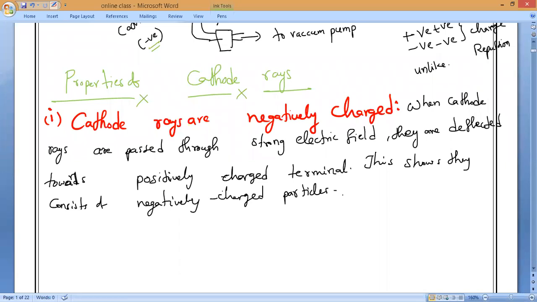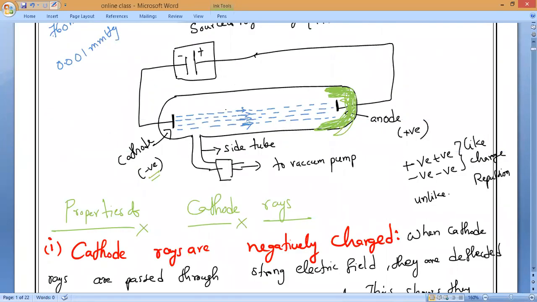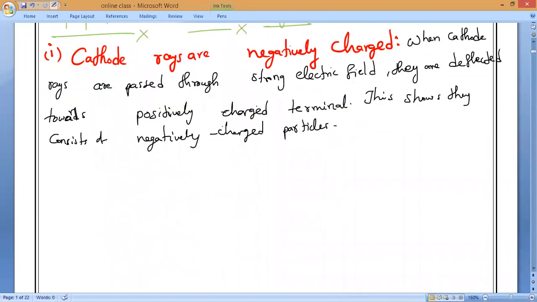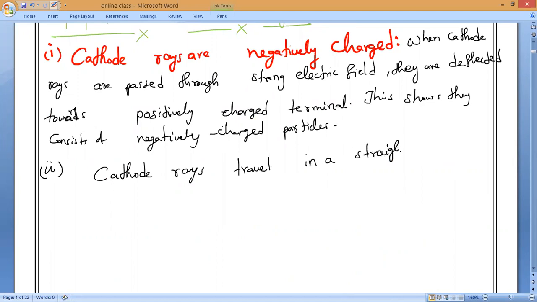Okay. Now, if you noticed in the experiment I have shown you, are the cathode rays going in alternative ways or in a straight line? Have you observed how the cathode rays are passing? They are going in a straight line. That is the second property. All of you remember: cathode rays travel in a straight line.